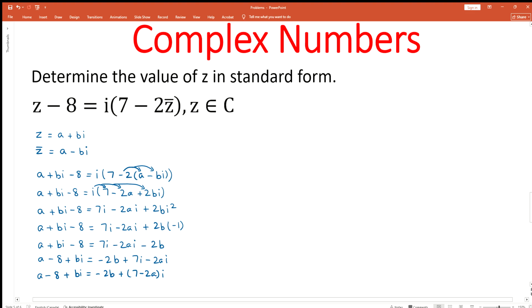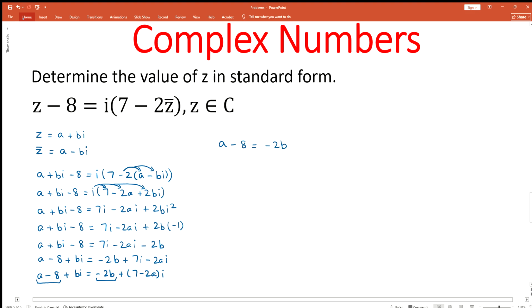Two complex numbers are equal to each other if their real terms and imaginary terms are equal to each other. That means a minus 8, the real term in the complex number on the left side, should be equal to negative 2b, the real term in the complex number on the right side of the equation. So our first equation is a minus 8 equals negative 2b.